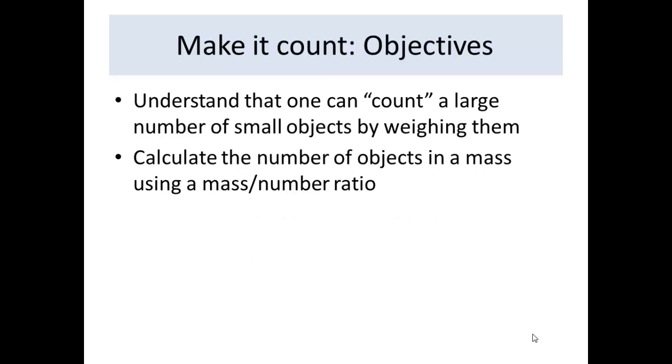After this, we should understand that one can count a large number of small objects by weighing them. And we should also be able to calculate the number of objects in a mass using a mass to number ratio.